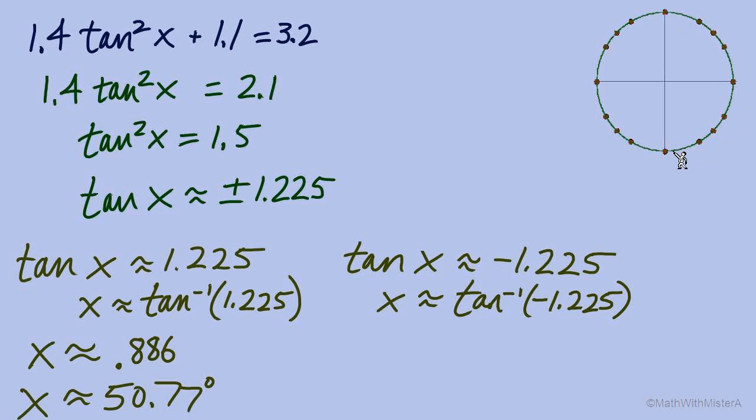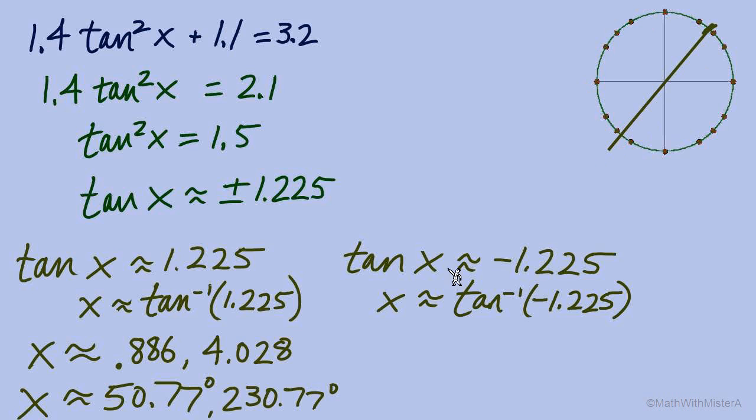We need to locate the other value on the left half of the circle. Here's the location the calculator found. Our other location will be exactly 180 degrees on this same line that cuts right through the origin. So to the degree measure I'm adding 180 degrees. To the radian measure I added pi radians.